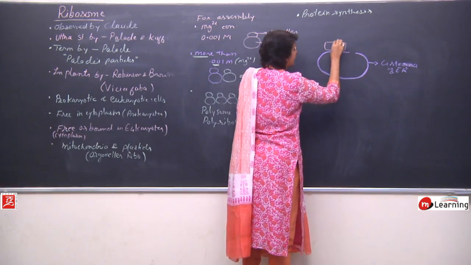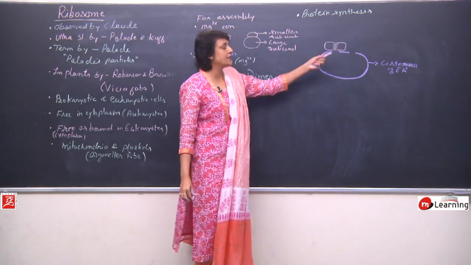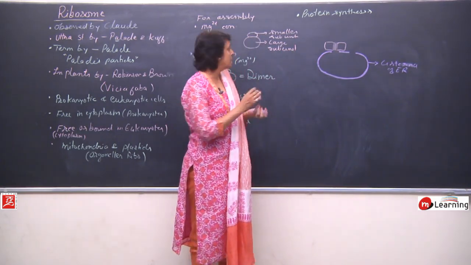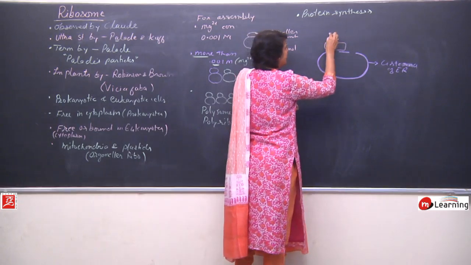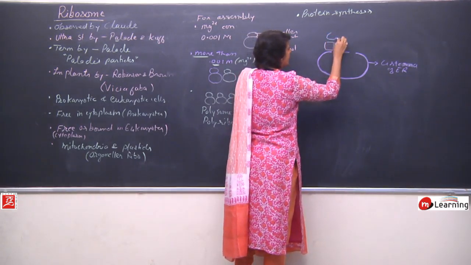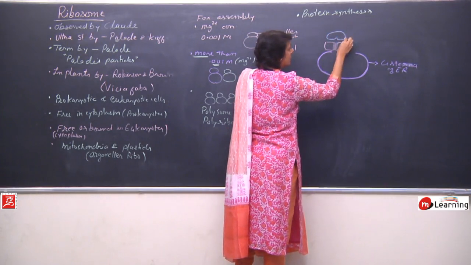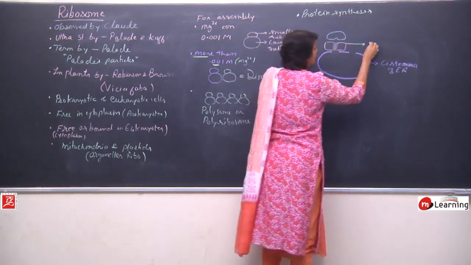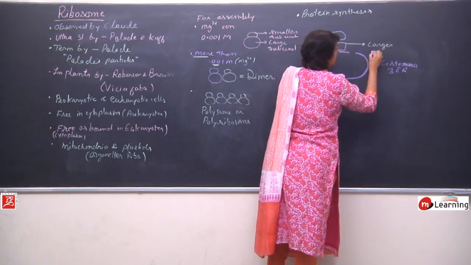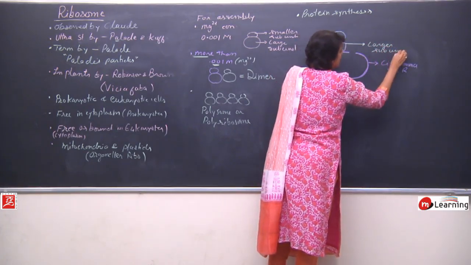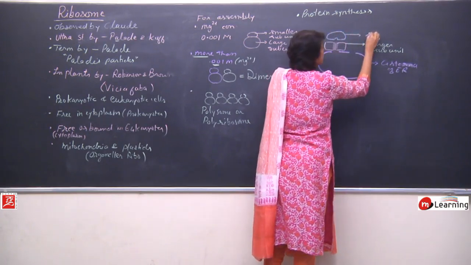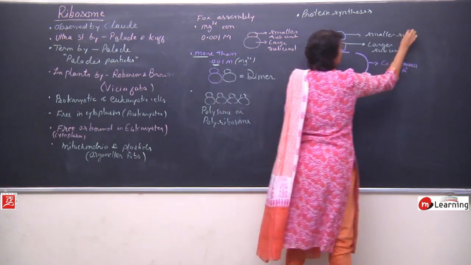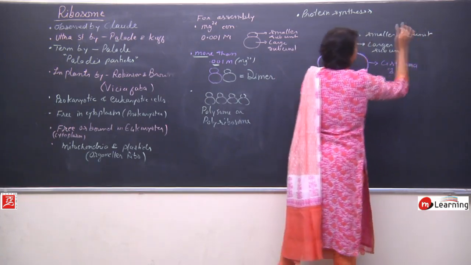Again, this is a schematic, so this larger subunit does not exactly look like the subunit. We are drawing it only to understand how the system works. And this is the smaller subunit. Let us put the labels here so that we are able to correlate. This is the larger subunit, and this one is the smaller subunit.